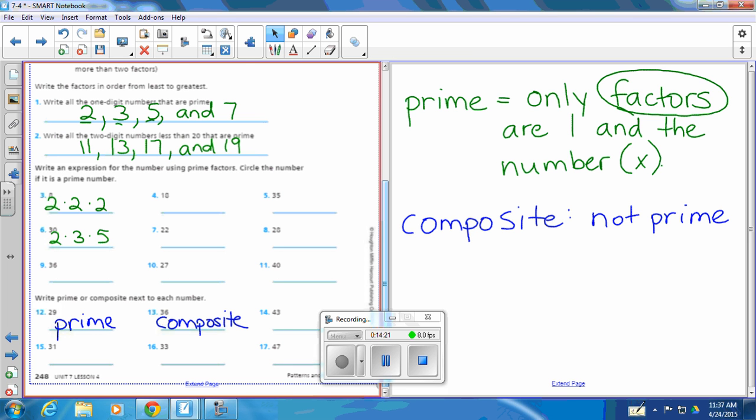So we've now looked at relationships between terms. We've looked at expanding patterns and numbers, and then we've also touched on prime and composite numbers. So we'll be using all of that next week on Monday.